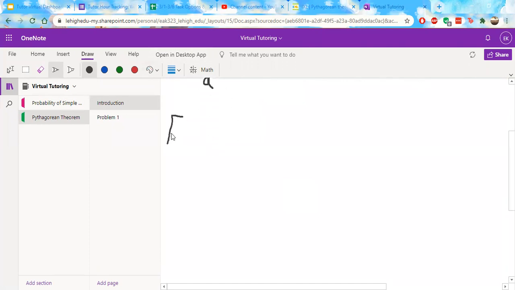Example. All right. So let's start off with a right triangle. My drawing ability is not perfect, but we're doing the best we can. A really classic example of a right triangle is a triangle where one side is 3, one side is 4, and one side is 5.